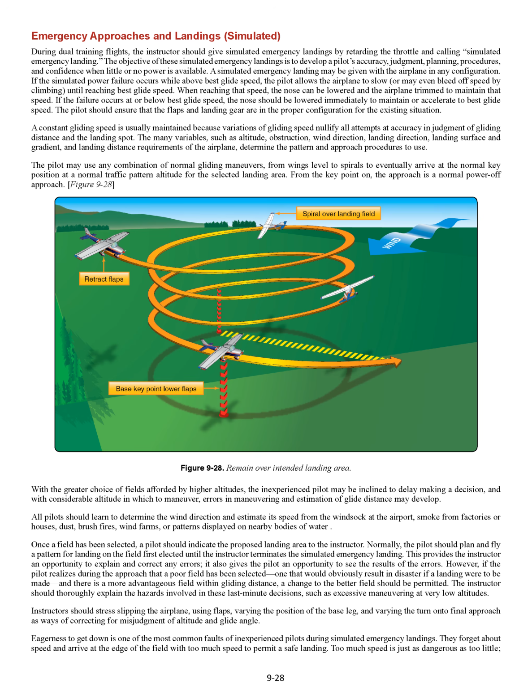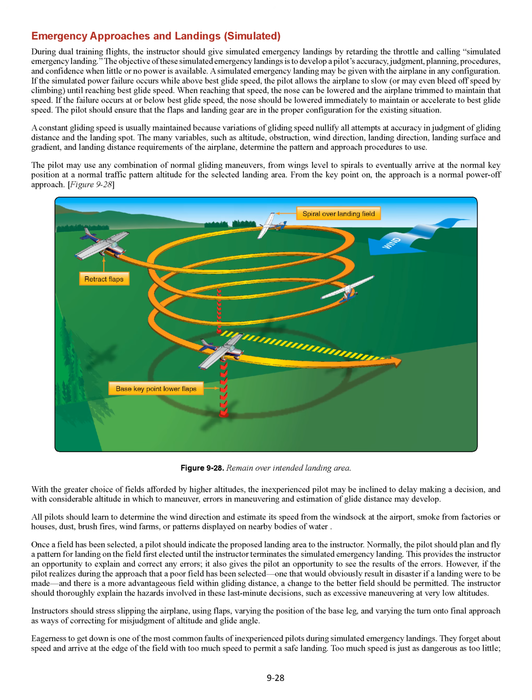However, if the pilot realizes during the approach that a poor field has been selected, one that would obviously result in disaster if a landing were to be made, and there is a more advantageous field within gliding distance, a change to the better field should be permitted. The instructor should thoroughly explain the hazards involved in these last-minute decisions, such as excessive maneuvering at very low altitudes. Instructors should stress slipping the airplane, using flaps, varying the position of the base leg, and varying the turn-on to final approach as ways of correcting for misjudgment of altitude and glide angle.